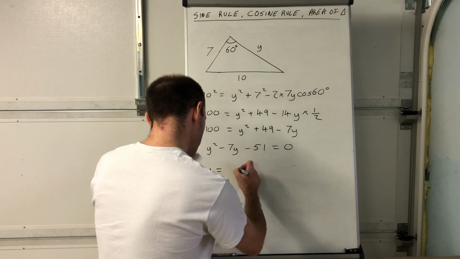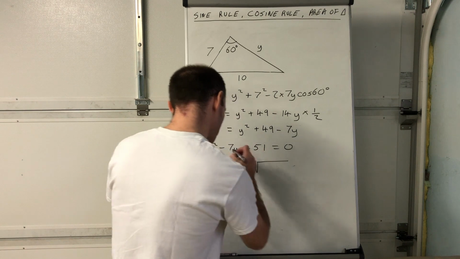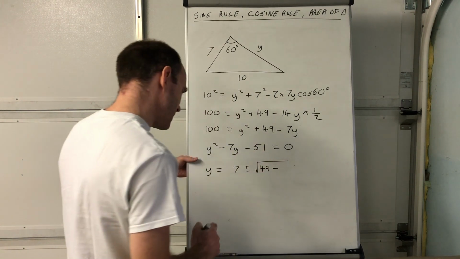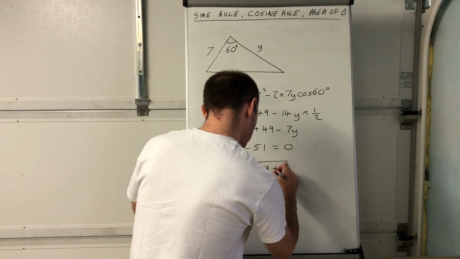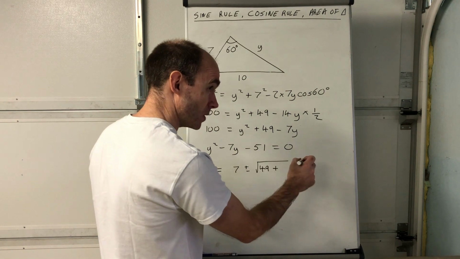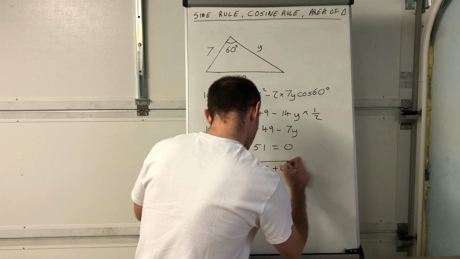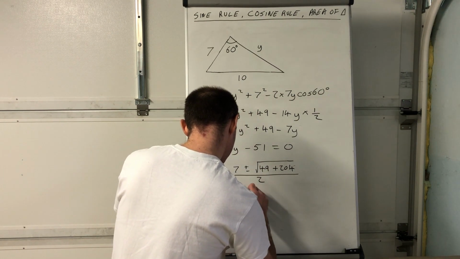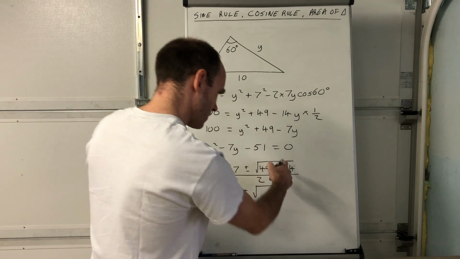So you have negative b, so 7, and then plus or minus the square root of b squared, which is going to be negative 7 squared, 49, subtract 4ac, so 4 times 1 times negative 51. That's going to end up being plus 4 times 51, that's going to be 204, isn't it? 204, and then all over 2a. Okay, let's simplify it a bit more: 7, and then that's going to be 49 plus 204, 253.